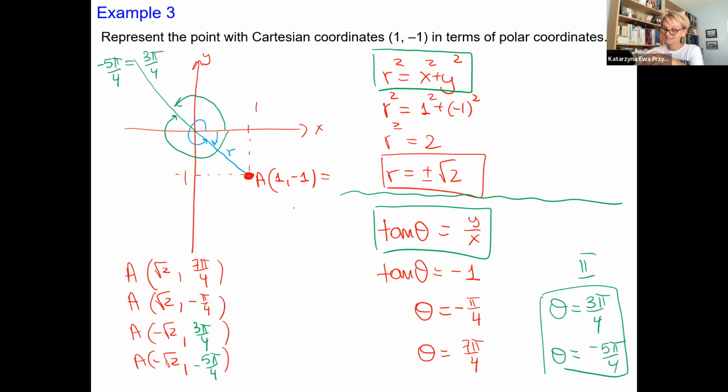That means this is the representation. You can give me one of them, you can give me all of them, depending on what you prefer. We just have to be careful with the angles. One thing, because everybody is confident with 3 pi over 4 and negative 5 pi over 4.